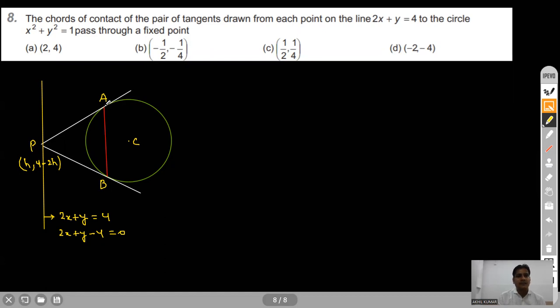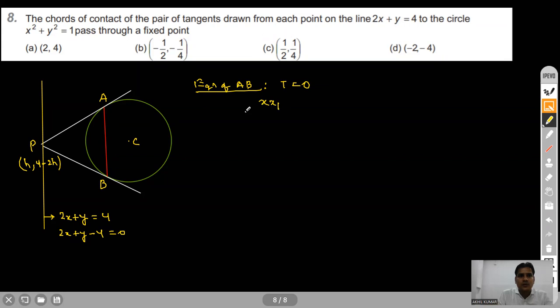it is given that this AB, this chord of contact, always passes through a fixed point. Actually, this point P will vary, right? This point P can be anywhere on this line. If that is the condition, this chord of contact will definitely pass through a fixed point, and we need to identify that. So let me first write the equation of the chord of contact. Equation of AB. So what will be the equation of AB? It will be T equal to 0.